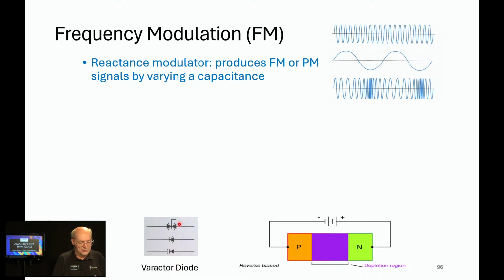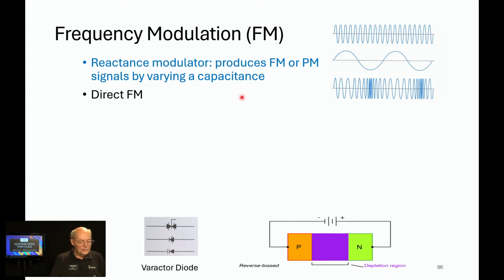Here's some circuit symbols. The one in our book is this one. Gary showed us this one last week. Remember how that works? If you reverse bias a PN junction, this depletion region will get bigger depending upon the voltage that you apply to it. Well, that's separating the plates. If you consider the P and the N material as plates of a capacitor, they're getting further apart or closer together. So typically a varactor diode is the device that's used in a reactance modulator to make this true.